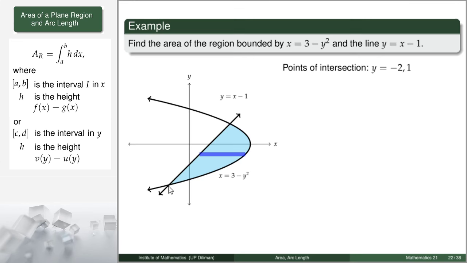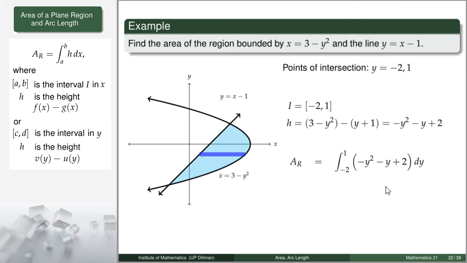Clearly, negative 2 will be the y value here. It's a little bit lower, and y equal to 1 will be here. So that will give me the interval that I need, which is negative 2 to 1. The height, which is the height of this rectangle here, is computed before, and that is negative y squared minus y plus 2. And thus, the area will be equal to the integral from negative 2 to 1 of negative y squared minus y plus 2 dy. Of course, you can anti-differentiate this, use FTOC to obtain the area 9/2 square units.